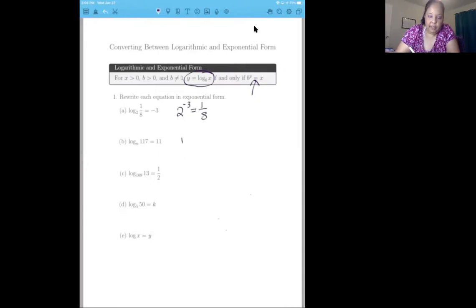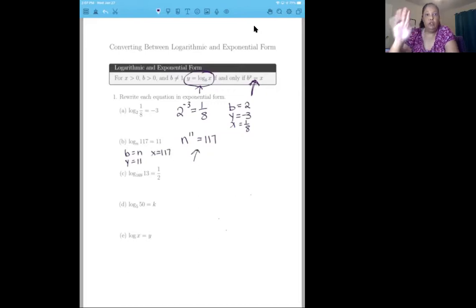This one is n to the 11 equals 1/17, right? And to just reiterate, so this is where my base is 2, my y equals negative 3, and my x equals 1/8. All right, I got that from this form, and now I'm rewriting it in this form. This one, my base is n, my y is 11, and my x is 1/17. All right, and then I write it in exponential form. All right, you should pause and do the rest of these, and then I will go ahead and do them here.